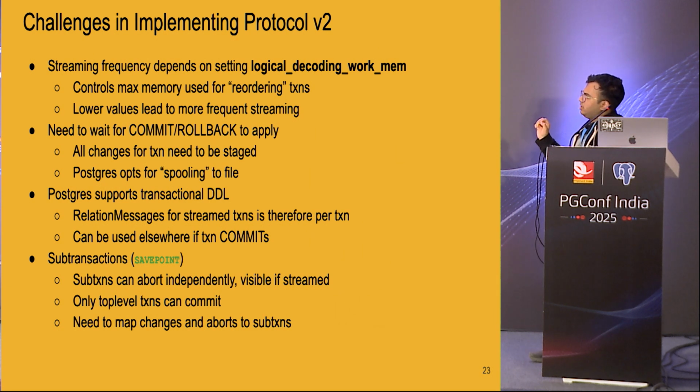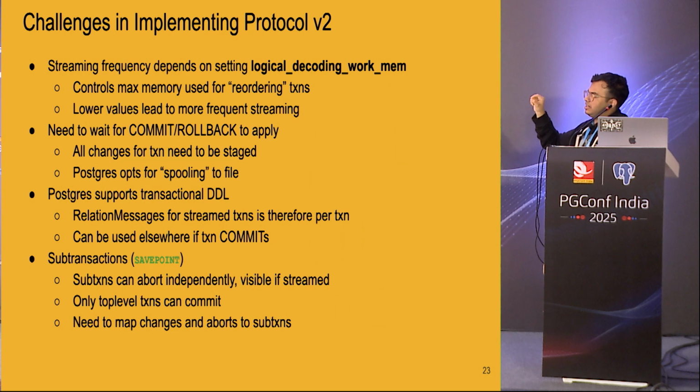This max memory is, I think, by default 64 MB, something like that. But the point is, how it works is, in case a transaction is about to hit this limit, Postgres decides that this transaction is too big, let's stream it instead. So Postgres streams on the basis of this parameter.